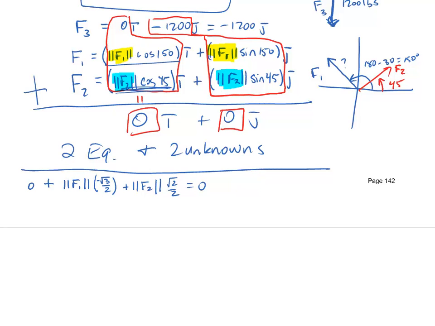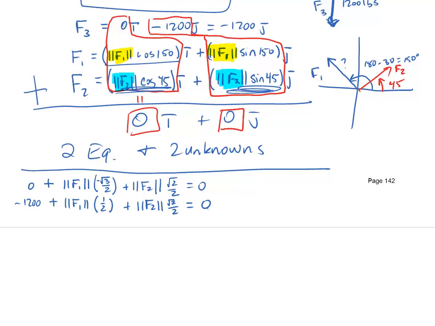The second equation I have is from the second red block that I drew. I have negative 1200 plus the magnitude of F1 times the sine of 150, which is a positive 1/2, plus the magnitude of F2 times the sine of 45 from here, square root of 2 over 2, is equal to 0. So there are my 2 equations.